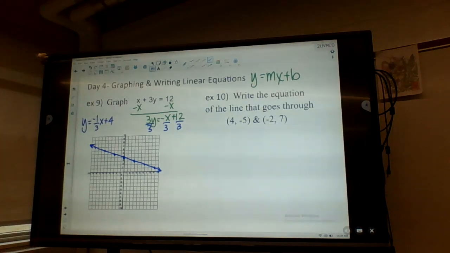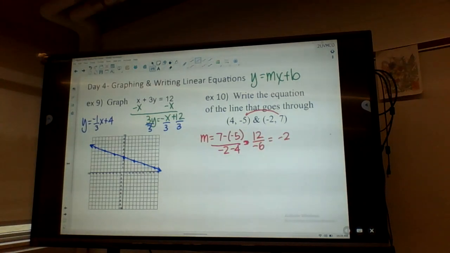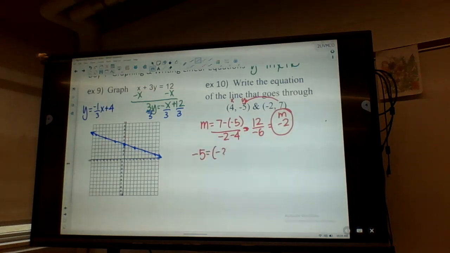Our next one is asking us to do all the steps. So we have to first find our slope. So I found my slope. Once I find my slope, then I use that to find my b value. So I'm picking one of the 2 points to use. It doesn't matter which one. I'm just going to use the first one and put them into y equals mx plus b, and use that to find our b.